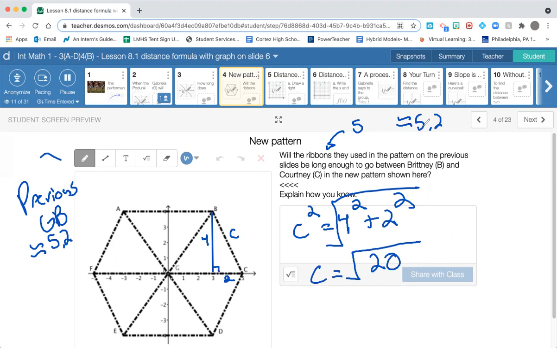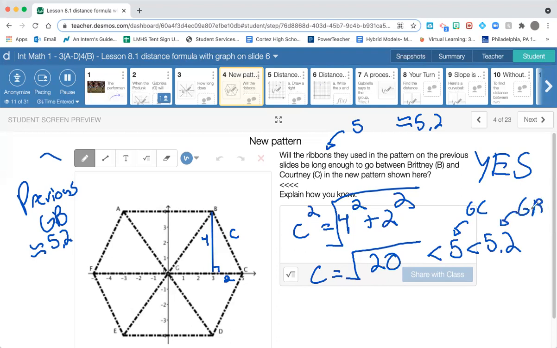Is this less than 5 and 5.2? What do you think? It's definitely less than 5, which is less than 5.2. So the previous pattern would work. Will the ribbons they used in the pattern previously be long enough? You could say yes, because 5 was the length originally of G to C, and 5.2 was originally G to B, and these are all greater than the square root of 20. If you're not convinced, use a calculator to get the square root of 20. See you on the next one.